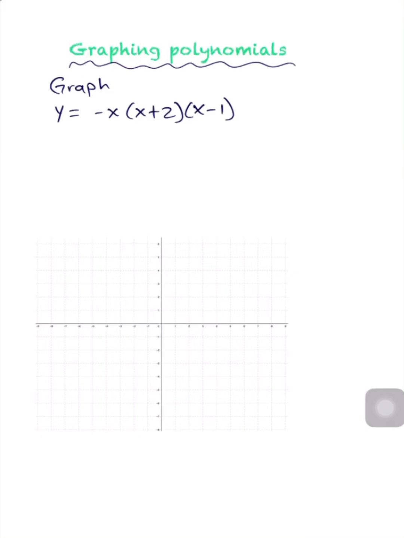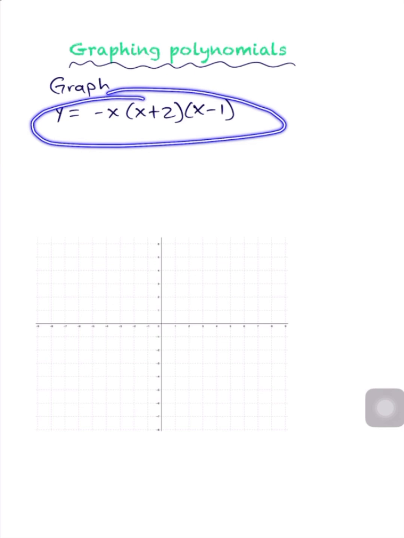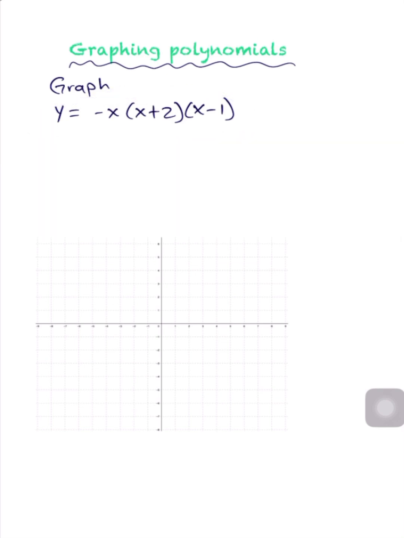Okay, so today I want to teach you how to graph polynomials. So say you have this function y equals negative x times x plus 2 times x minus 1. What you're going to do in order to graph this polynomial is you're going to need to find the roots, which is also called the x-intercepts. And you can do that by splitting up each of these and setting it equal to 0.